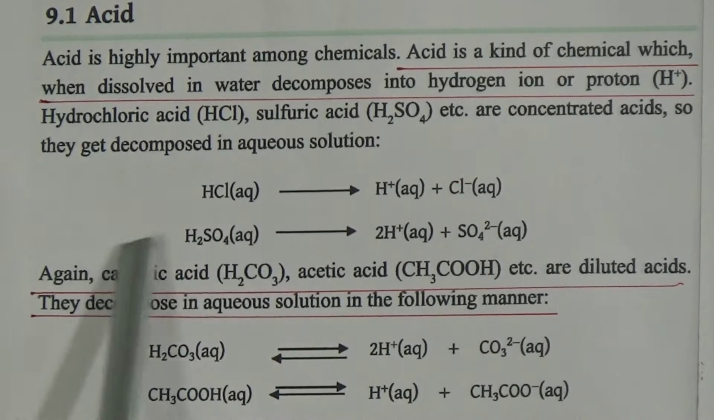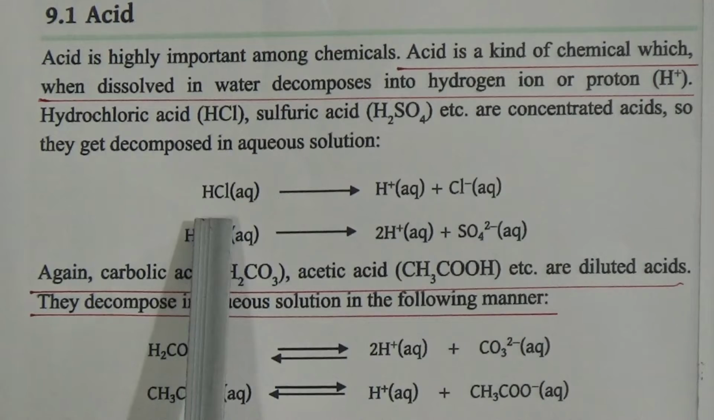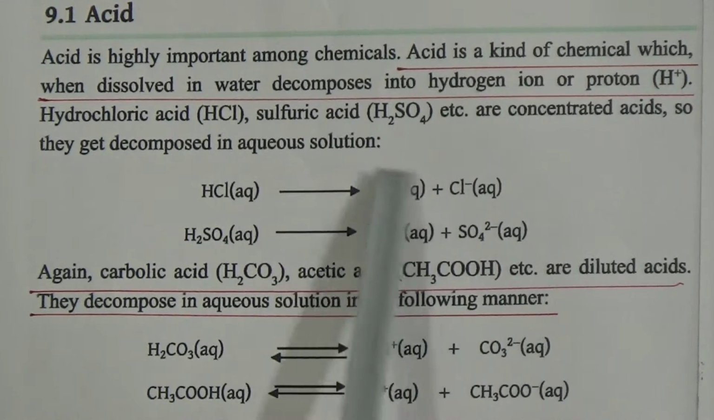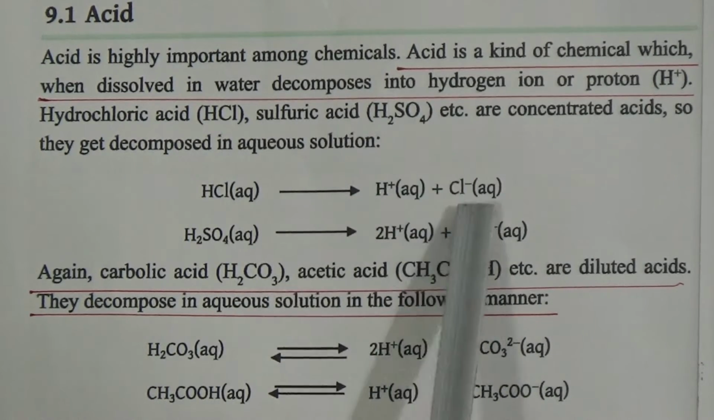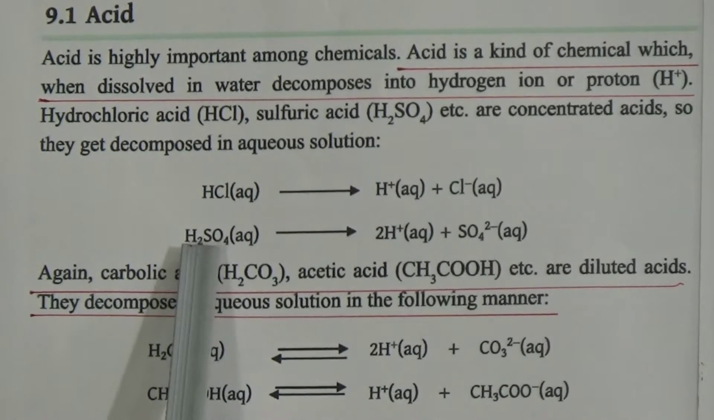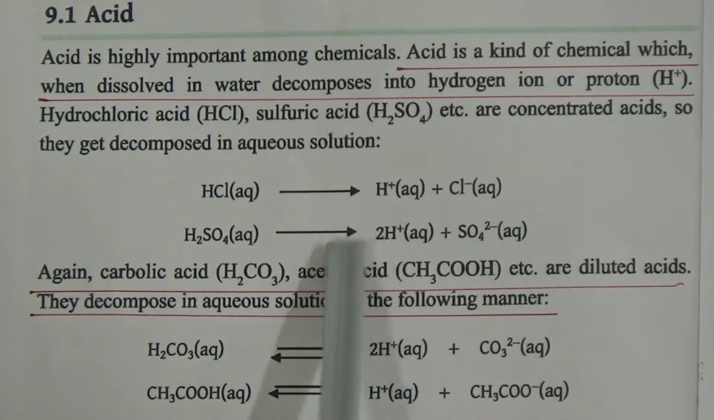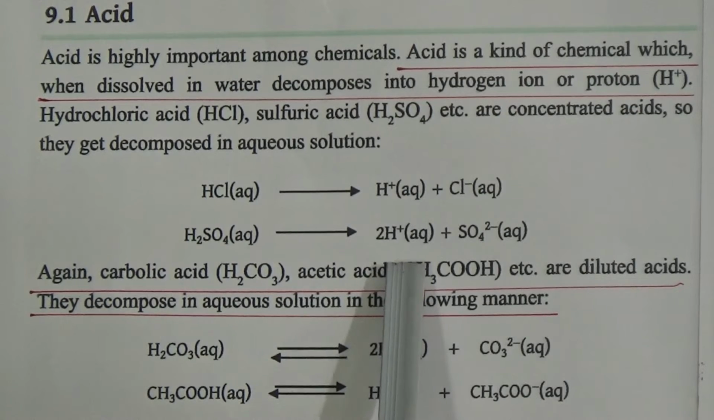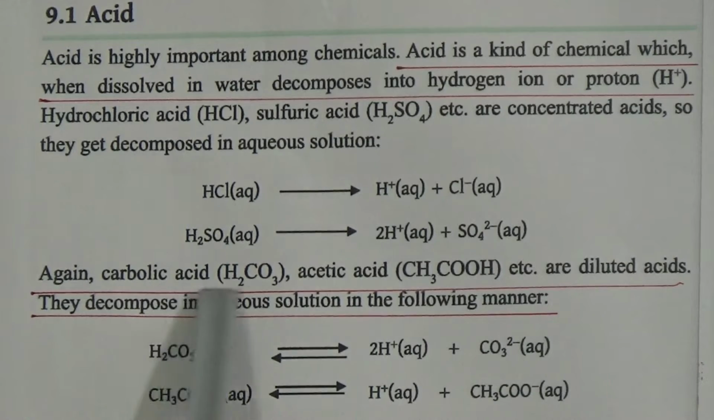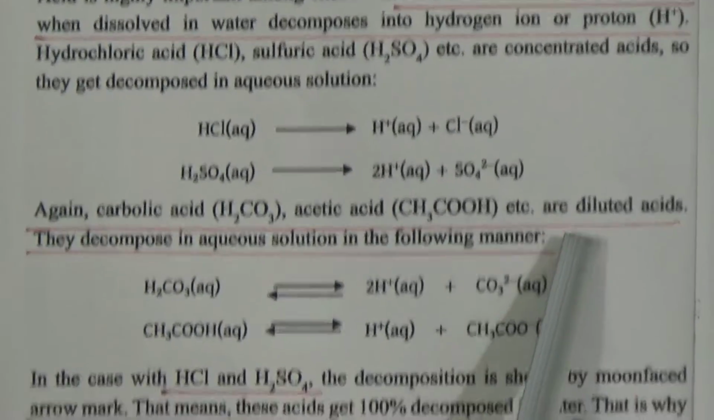Look, this is the aqueous solution of hydrochloric acid. That means it is dissolved in water and it decomposes into hydrogen ion or proton and the chloride ion. That means when a substance, after dissolving in water, produces the hydrogen ion or proton, we can say that product is acid. Again, carbonic acid, acetic acid, etc. are dilute acids. Here dilute means weak acids because they are organic acids.